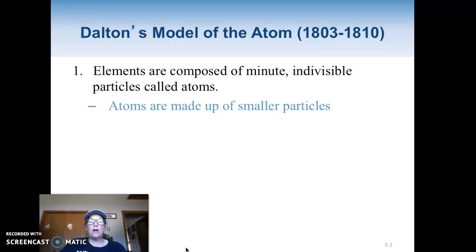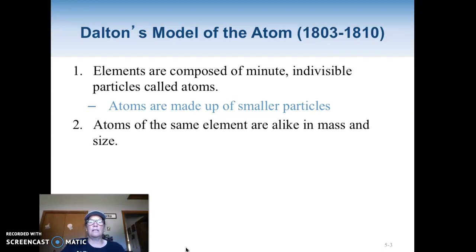The smallest particle that has all the characteristics is an atom, but we actually find smaller particles in atoms as well, like protons, electrons, neutrons. Then he said that if you have atoms of the same element, they're alike in mass and size. They're off a little bit, but really what it means is all the hydrogen atoms are the same. All the helium atoms are the same. Okay? He didn't know about isotopes.